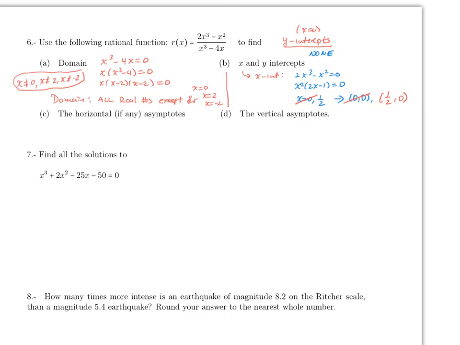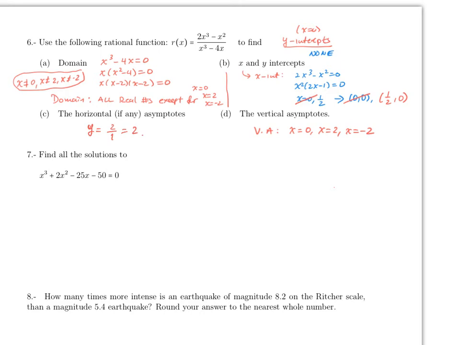Now, the vertical asymptotes, remember, these are related 100% to this. So whatever is not part of the domain, those are the vertical asymptotes. So therefore, the vertical asymptotes are x equals 0, x equals 2, and x equals -2. Now the horizontal asymptotes, since they have the same degree, you just divide the coefficients of the biggest degree. So here y is equal to 2 over 1, which is just 2.